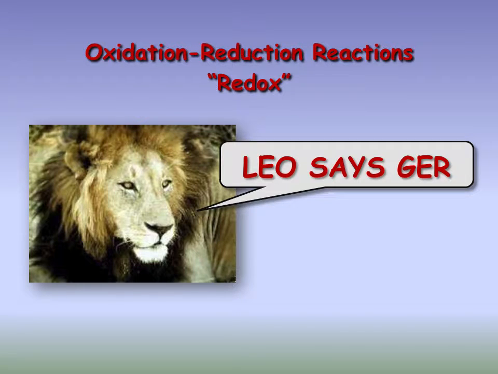Chapter 4, Section 9 is about oxidation-reduction reactions. Another way to call those is redox. The best way to remember what goes on in oxidation reduction is through the saying, Leo the lion goes grr, or Leo says grr. For this, the Leo part, L-E-O, loses electrons, oxidized. The grr part, G-E-R, gains electrons, reduced. So Leo the lion says grr.